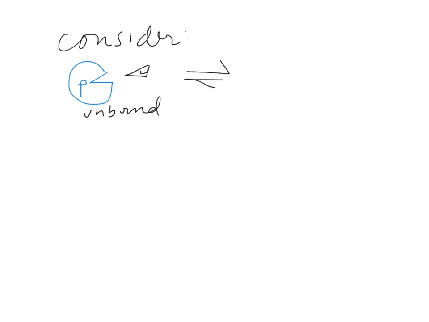Okay, so consider the following. You have a protein, and I'm going to do a Pac-Man protein. It binds, or you think it binds, to a ligand. That's going to be my ligand. And there's some sort of equilibrium between the unbound, where the two parts are separate, and the bound, where the ligand is now attached to the protein through non-covalent interactions, maybe even a covalent interaction.